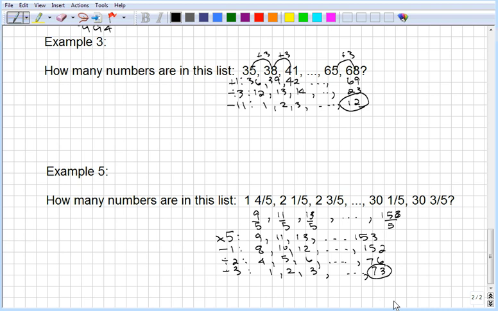Okay, so do the worksheet and practice this, and it's a very handy trick for counting numbers without actually listing them out and counting them.